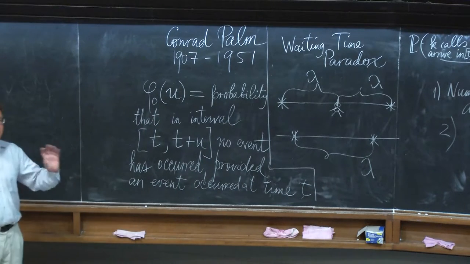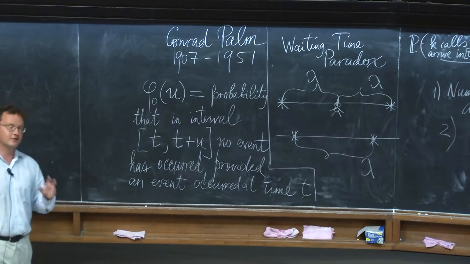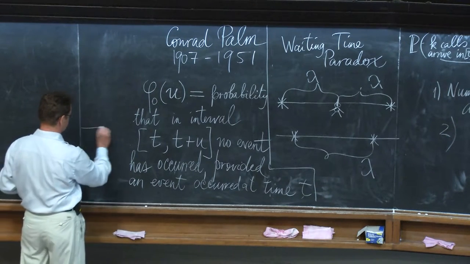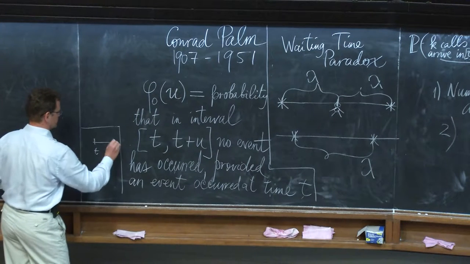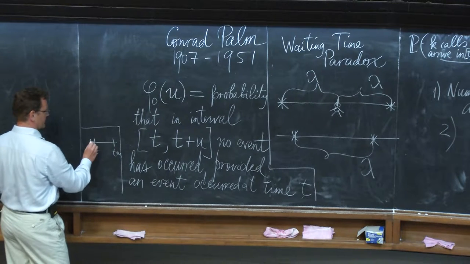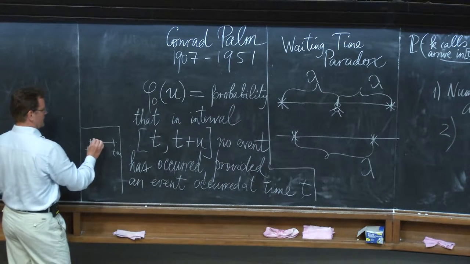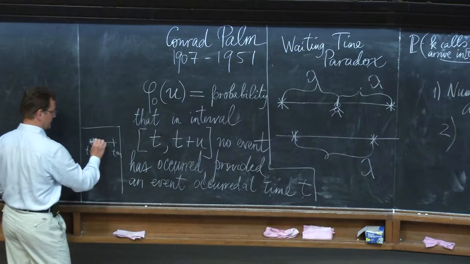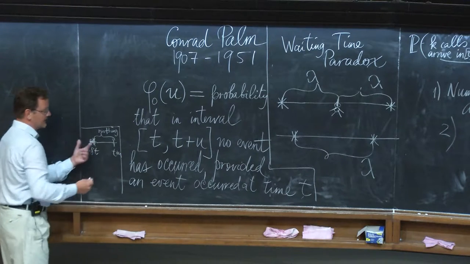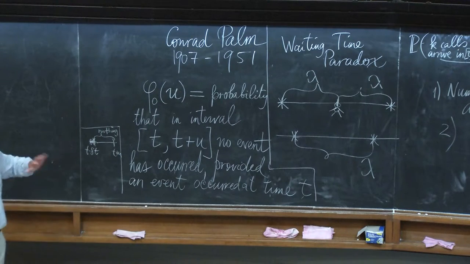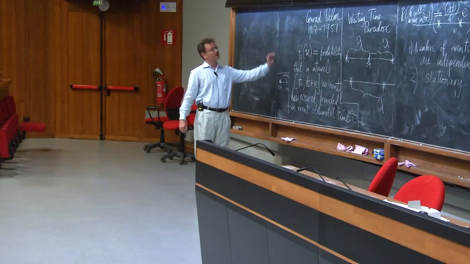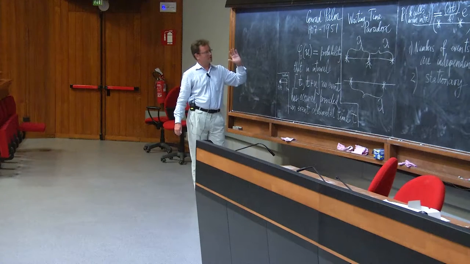So it is a separate question why such probability can even be defined. It is usually defined by limit transition by taking two intervals. So here is t plus u. Then I take a small interval t minus delta, t, and I consider the conditional probability of no event here, conditioned on an event here, and I take the limit. Palm in fact was not even interested in questions of justification, but this is how one can give a rigorous treatment of Palm functions.